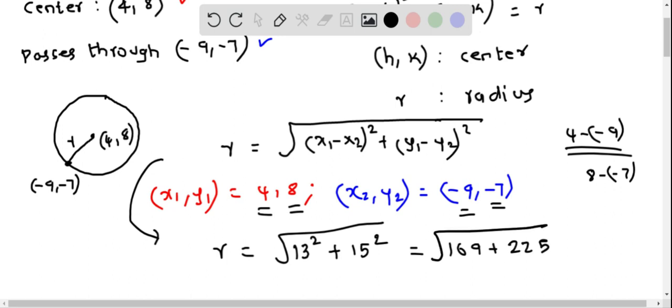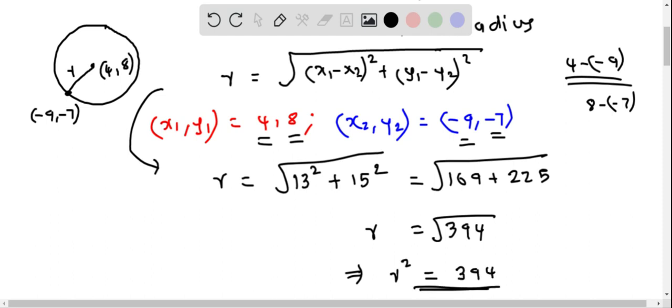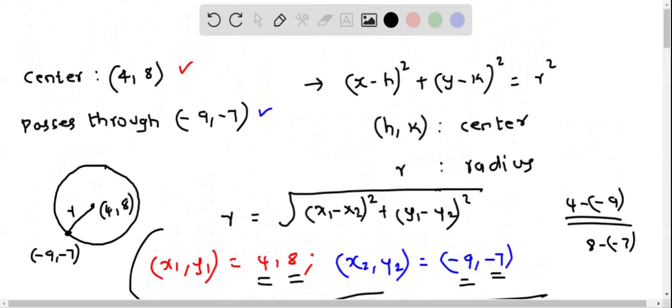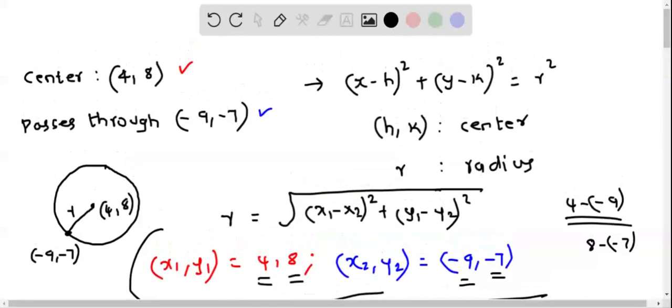You can plug this into the calculator. So when we add these two, we get 394, the square root. So this is the value of the radius. In fact, we can square both sides. Then we will get r² equal to 394. Since in the standard form we have r squared, I have calculated the r squared. Now we just have to plug this information into this standard form.